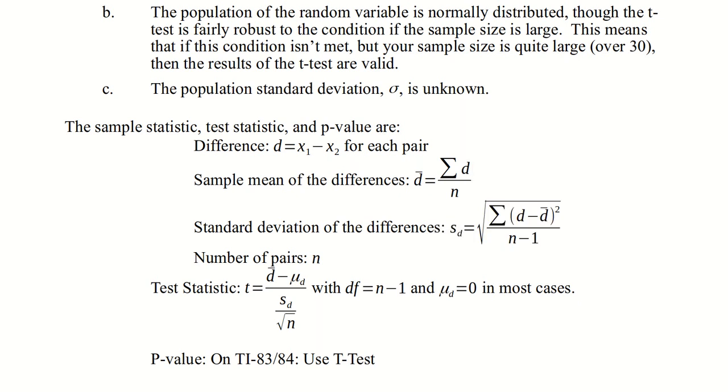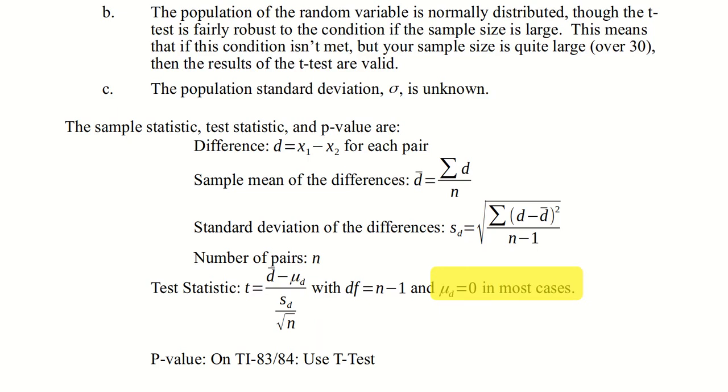Now, the test statistic is of the same ilk. The only difference here is that x's have become d's. One of the other things that I want to point out, and we'll see this in just a few seconds, is that in this formula we need to know what mu sub d is. That is the mean of the differences. But this is a hypothesis test, and hypothesis tests often tell us some information.